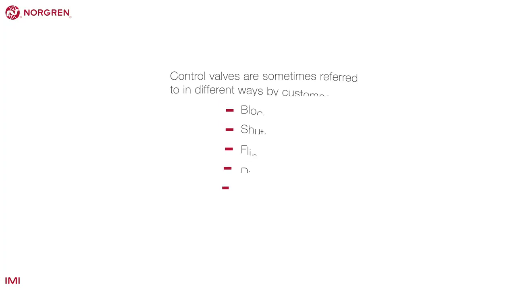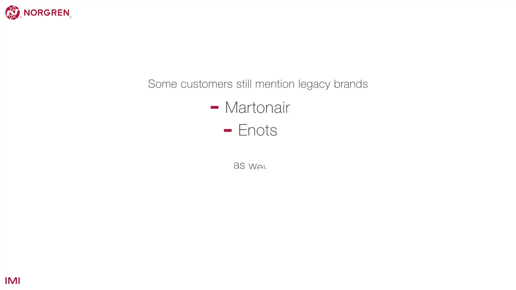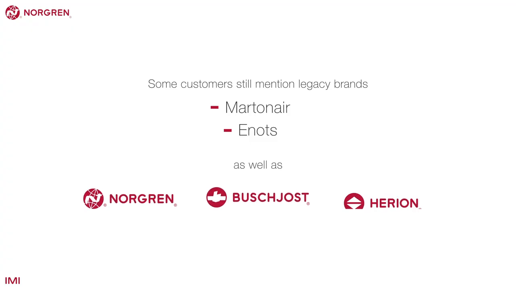Control valves are sometimes referred to in different ways by customers. Here are some of the terms used. It is also worth remembering that some customers still mention legacy brands like Martinair and Enots, as well as Norgren, Bushost, and Herion when referring to our control valves.